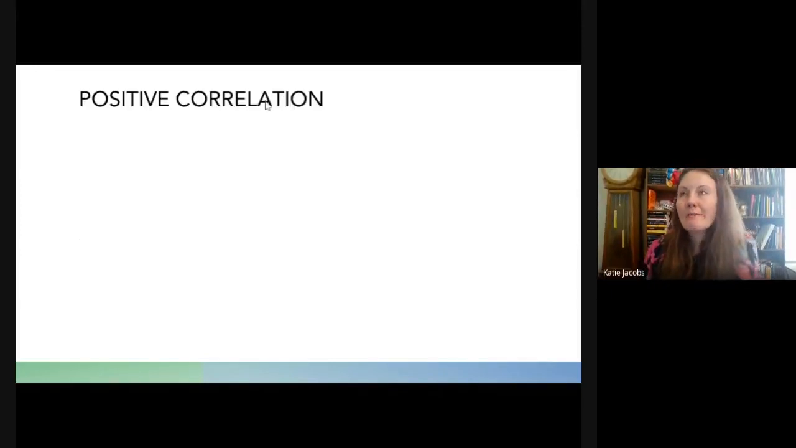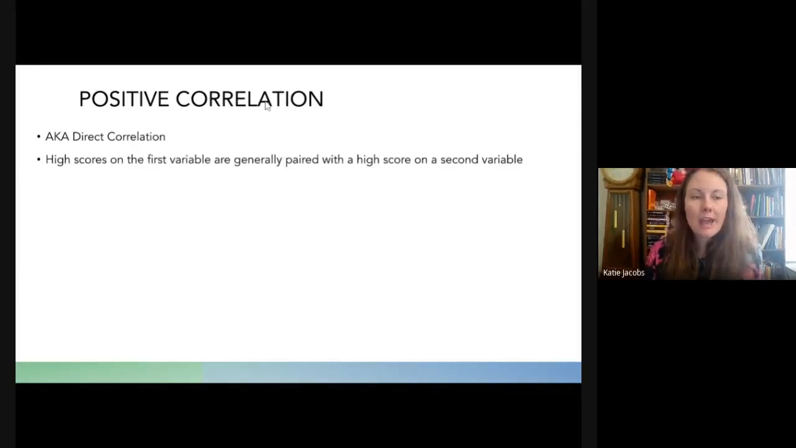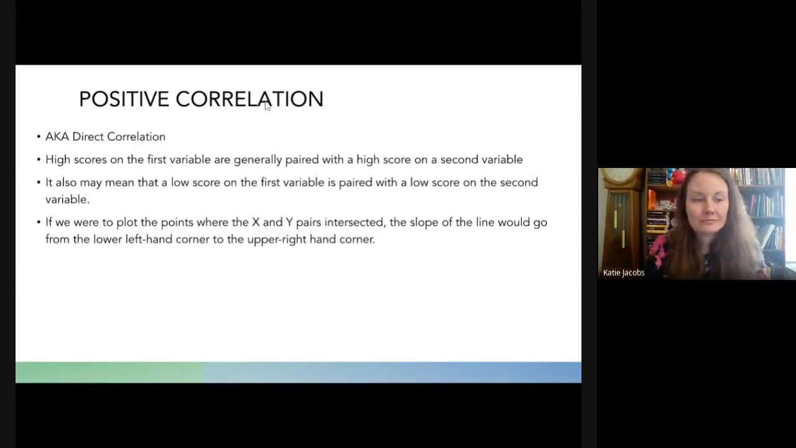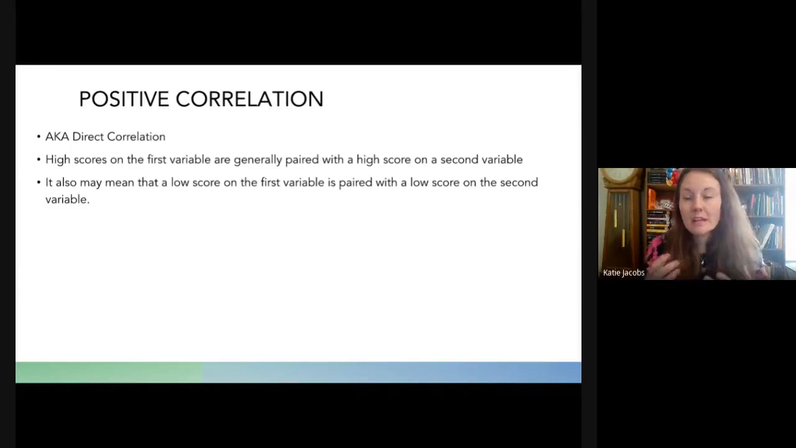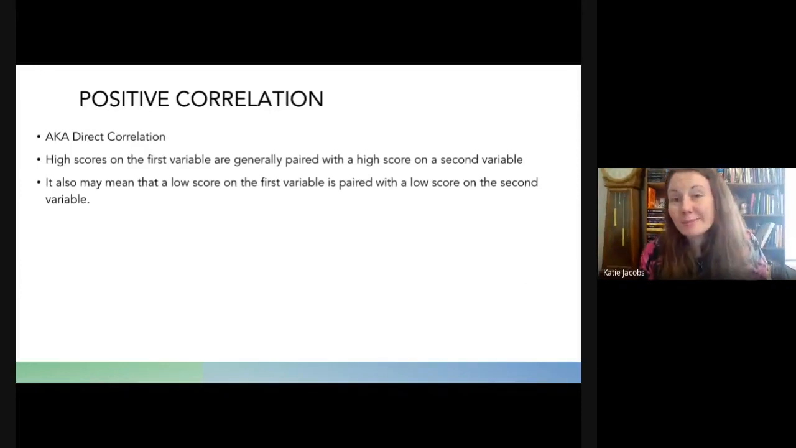Okay, so when we have correlations, we can have positive correlations and negative correlations. A positive correlation is also called a direct correlation. You'll hear people switch between these two. They mean the exact same thing. So when we have a positive correlation, high scores on our first variable are generally paired with a high score on the second variable. So they both go up. It also may mean that a low score on your first variable is paired with a low score on your second variable.